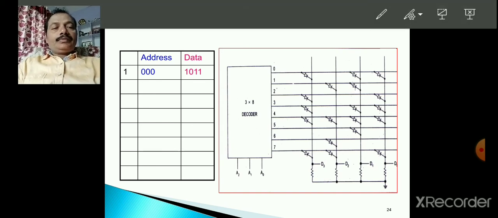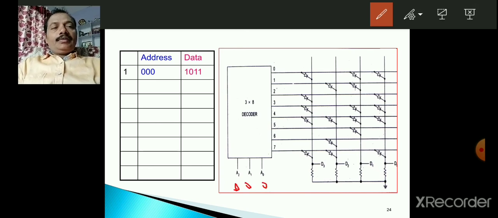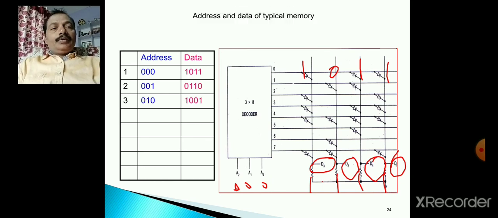For address 000, whenever the 000 address is activated, you can read the data 1011, because the 0th row is activated. These are the data lines, and these data lines are connected to the data bus. Similarly, you have 001 and 0010, like that. So this is the data and the corresponding address.